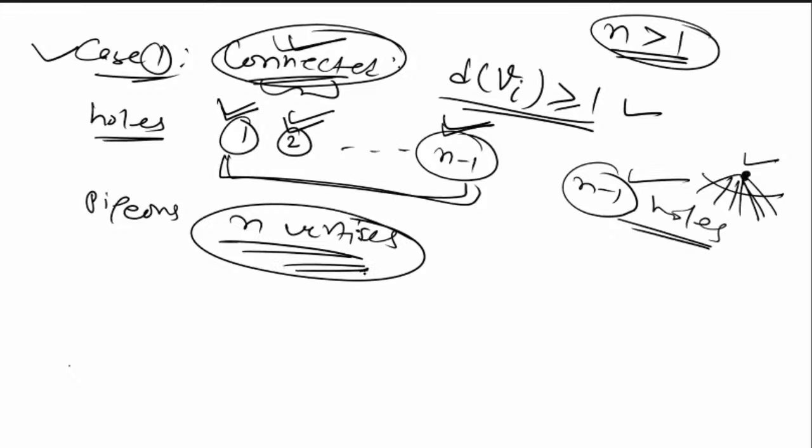So at least two pigeons will go to the same hole, which means at least two vertices will go to the same degree. At least two vertices will have the same degree. So that's why in this case 1, we have proven that at least two vertices will have the same degree. Okay. Now let's prove case 2.